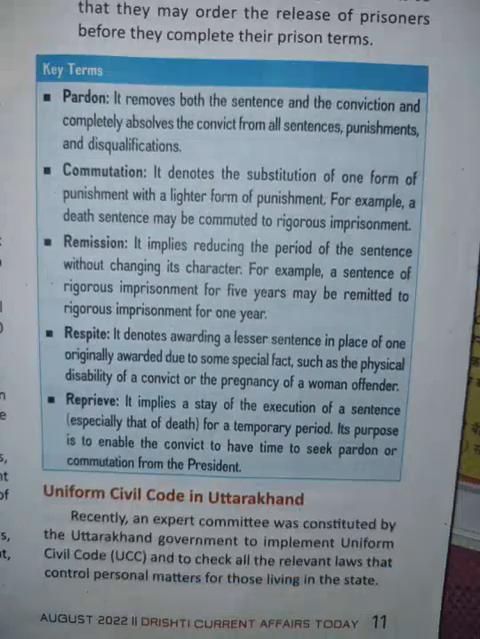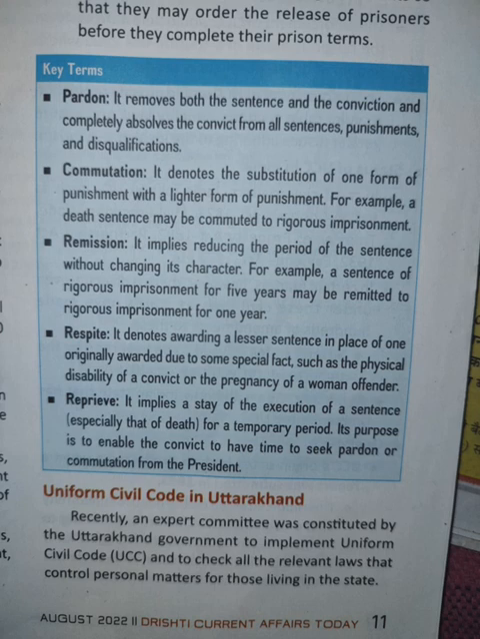The key terms are pardon. What does this mean? Pardon means to remove both the sentence and the conviction and completely absolves the convict from all sentences, punishment and disqualifications. Commutation. It denotes the substitution of one form of punishment with a lighter form of punishment. For example, a death sentence may be commuted to rigorous imprisonment.